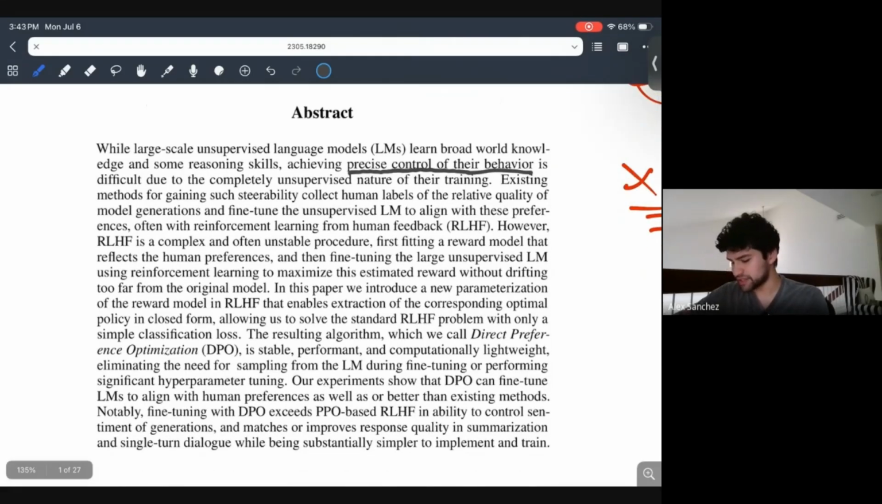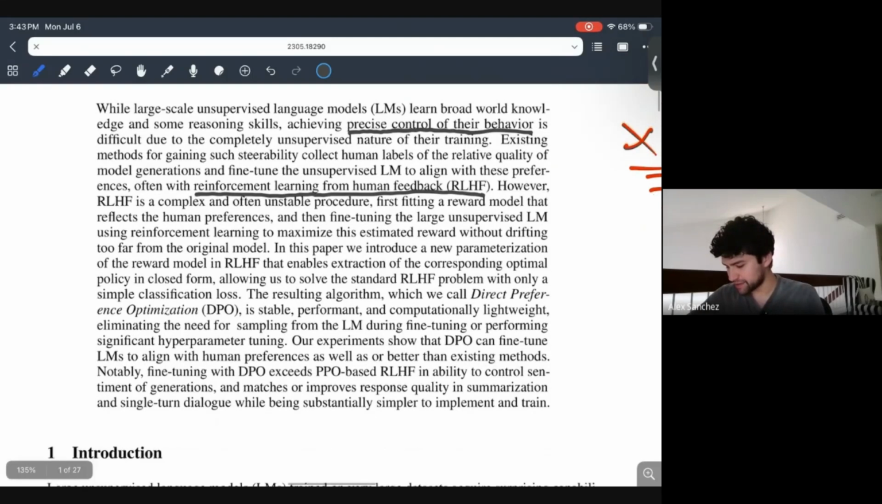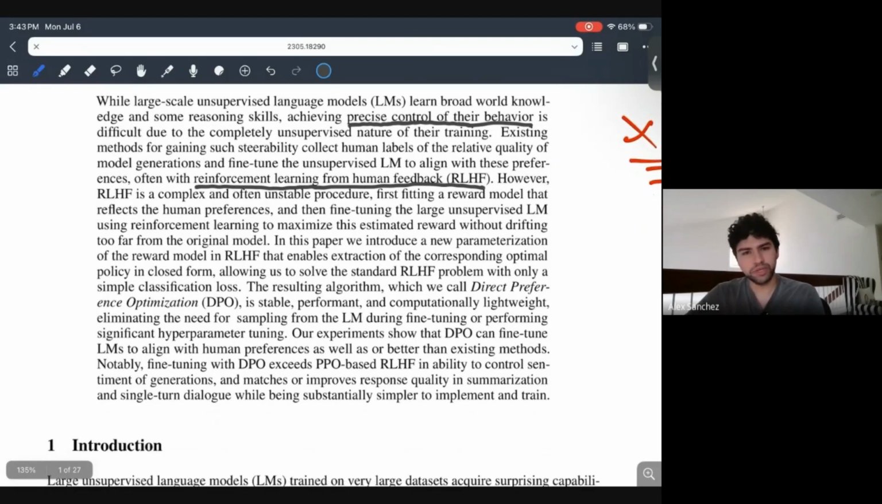Here they talk about the existing methods, basically talking about RLHF and how that is the method that is widely used. But as we spoke about, and as we saw in our own implementation, it's a complex and unstable procedure like they talk about here. And it is pretty expensive.